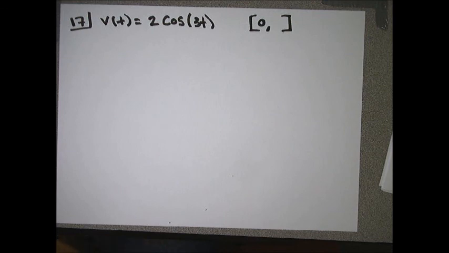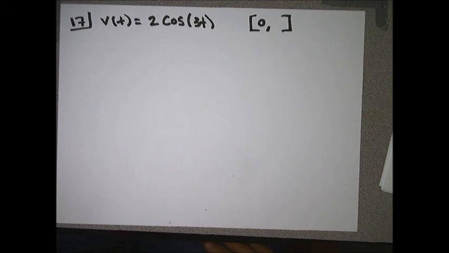Okay, for 17, it gives you the equation for velocity, v of t is equal to 2 cosine 3t. It wants to know the distance traveled. If you want to know the distance traveled and you have velocity, you want to integrate, whether it's a graph or an equation. If you integrate velocity with respect to time, you end up with distance.